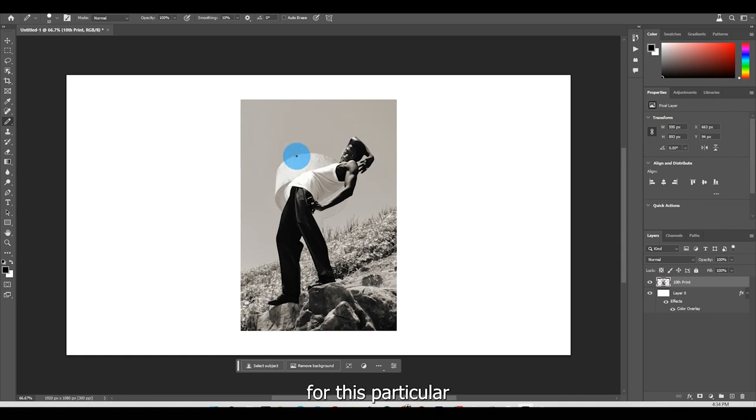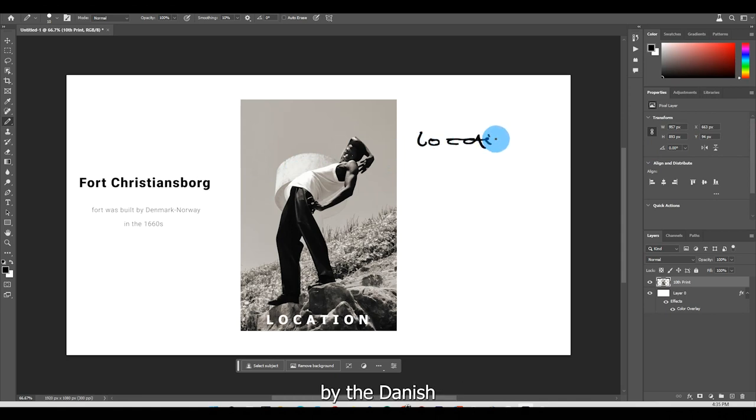So the location for this particular structure is at Osu, the Osu Castle, formerly known as the Christiansborg Castle. This structure was built by the Danish and Norwegians who came to our shores in 1660. Yes, way back, 1660. And they built this particular structure.